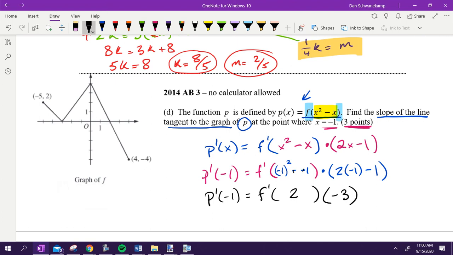So what I need to do next is figure out what is f prime at 2. That's the mystery here. Because if I know that, then I'm done. This is the second point of this question, finding f prime at 2. That is a graph of f. What are you looking for on that graph of f to tell you f prime?